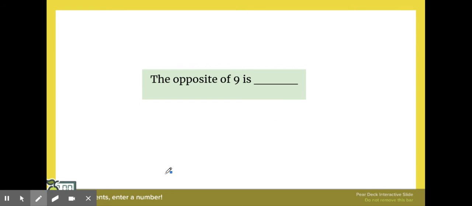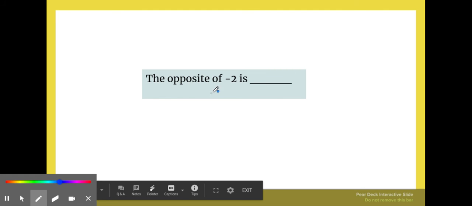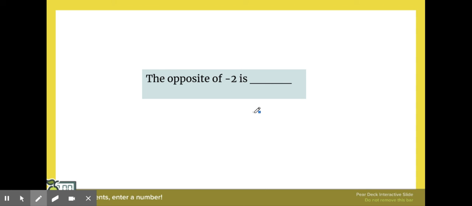Two examples that we did in class we'll do here right now. The opposite of 9, so it's a positive 9 when there's no sign in front of it, would be negative 9. The opposite of negative 2 would be a positive 2, and you don't have to put the positive sign in front of it.